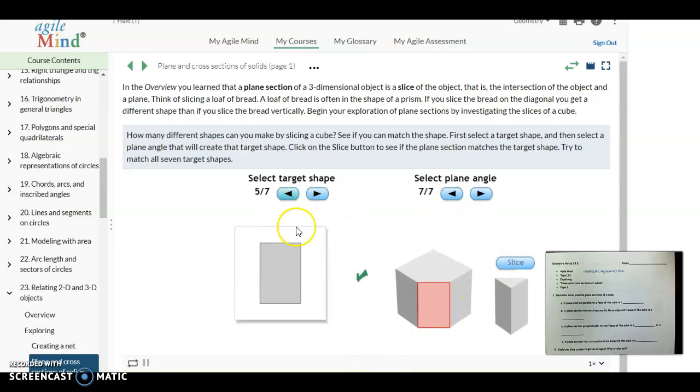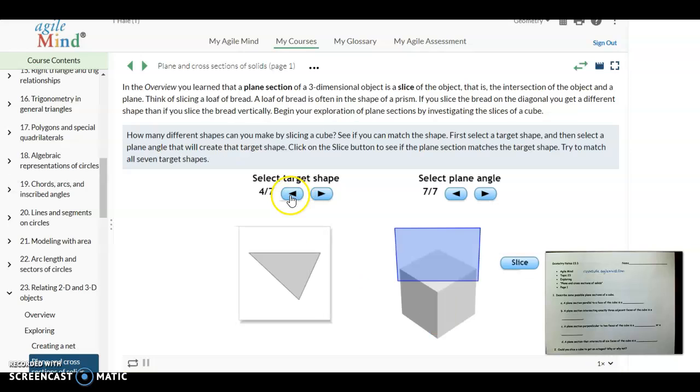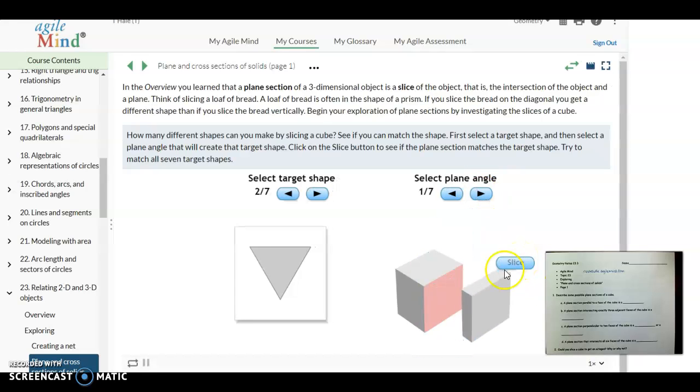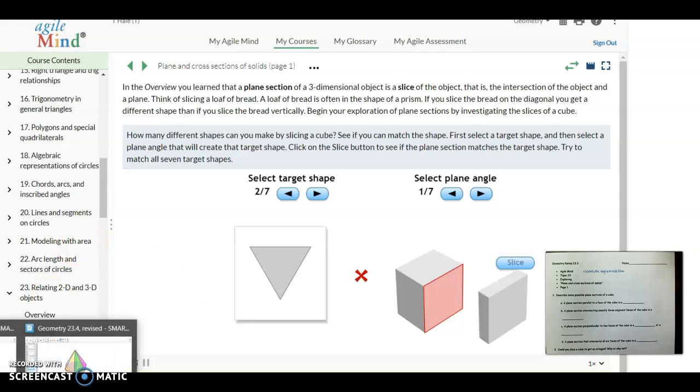It is really helpful if you go through this on your own. It'll really help you visualize those cross sections and plane sections of this figure. All of these will be using, is this a cube or a rectangular prism? Yeah, it's a cube. You have 7 different shapes you're trying to get, and you are going to select the angle and then slice it and see if you're right. If you're wrong, like I did that on purpose, it'll tell you you're wrong and you can try again. Just keep working on that until you're successfully getting the correct answer several times in a row, and then you can restart this and we'll continue with the lesson.